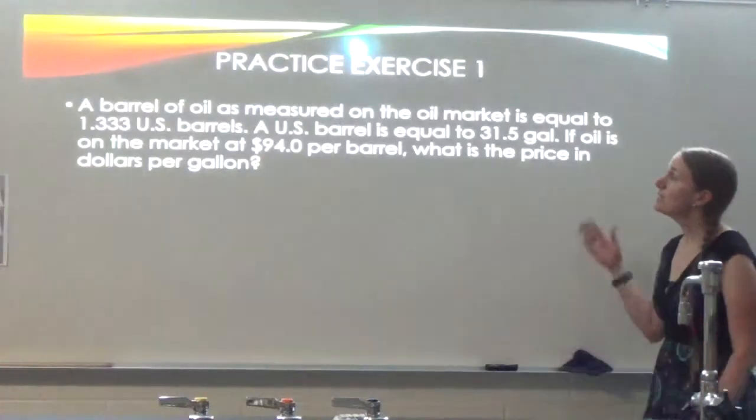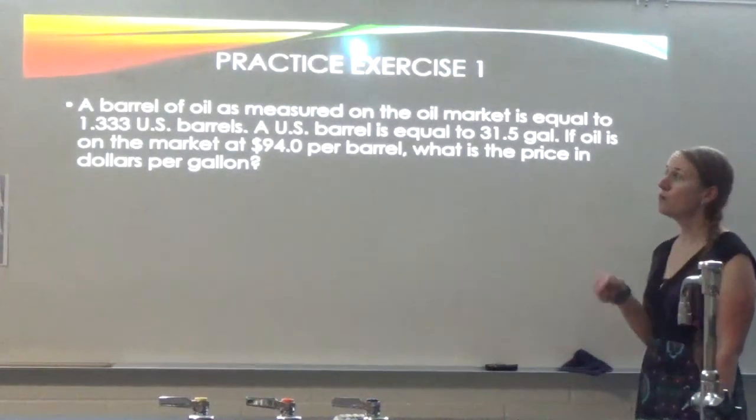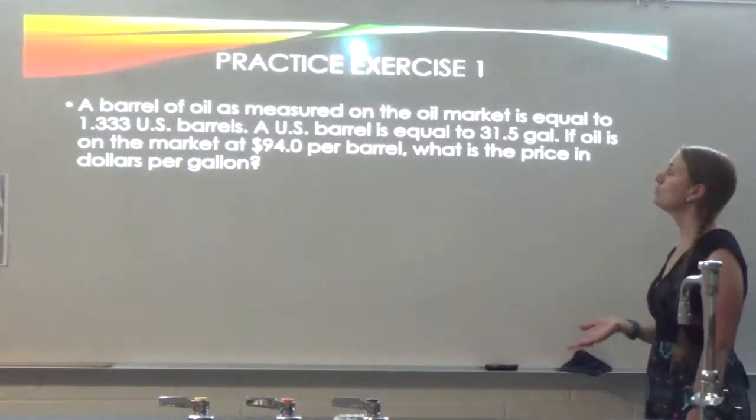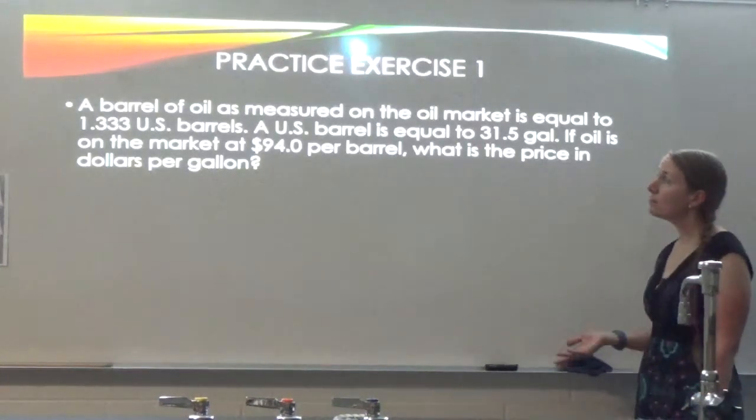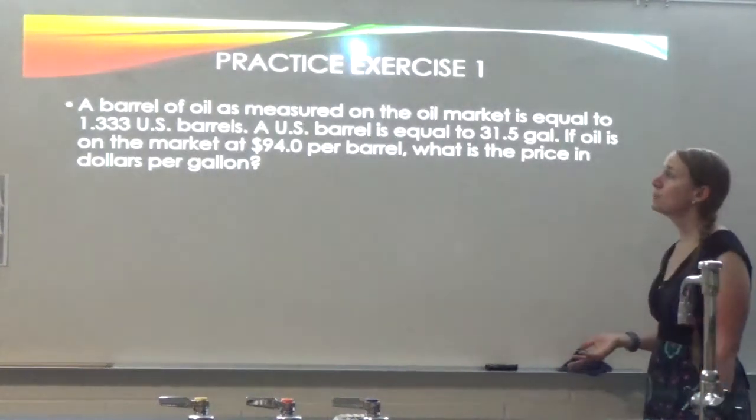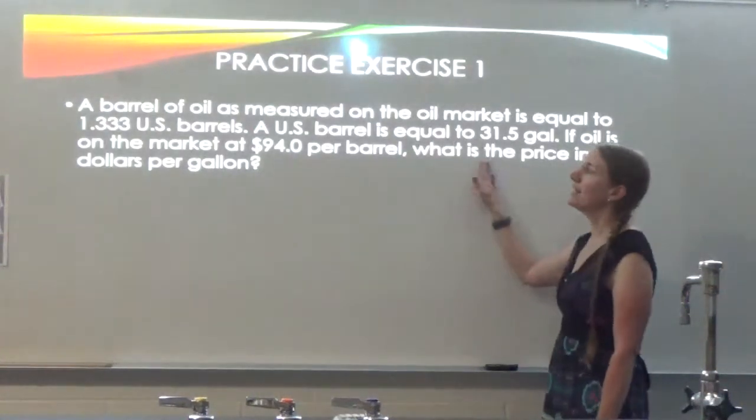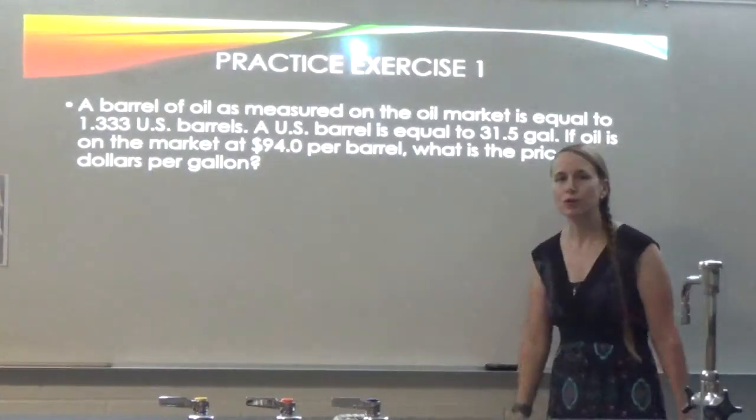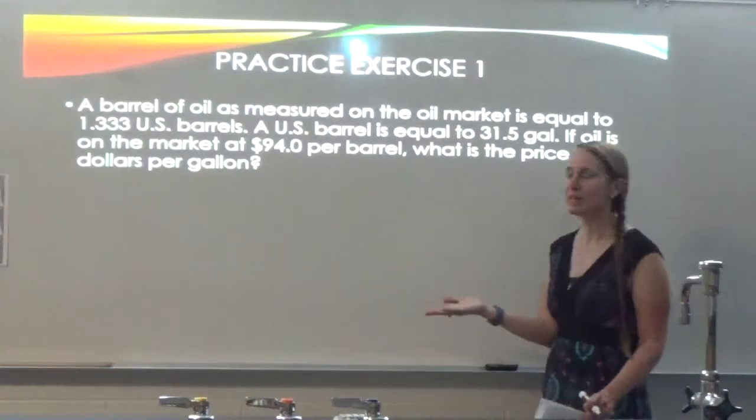All right, so it says a barrel of oil as measured on the oil market is equal to 1.333 U.S. barrels. A U.S. barrel is equal to 31.5 gallons. If oil is on the market at $94 per barrel, what is the price in dollars per gallon? Okay, so see, this is an example where, yes, have we ever done conversion factors with barrels of oil? No, but yes, you should be able to still do it because it gave you all the information you need.